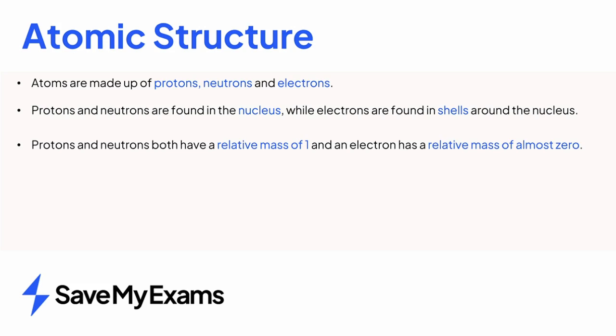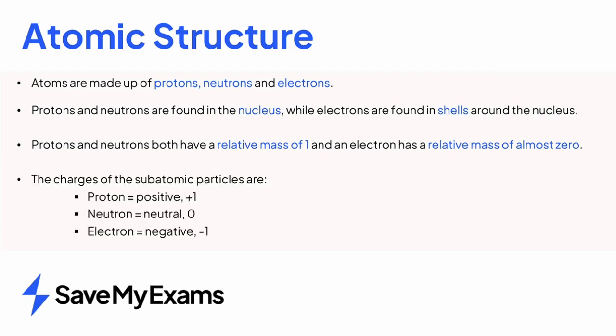Atoms are made up of three different subatomic particles, the proton, the neutron, and the electron. Protons and neutrons are found at the centre of an atom, which is called the nucleus. Electrons orbit the nucleus in shells. The mass of both protons and neutrons is 1, while electrons have almost no mass.